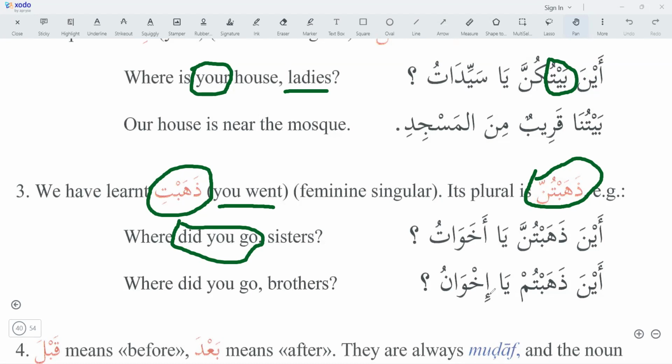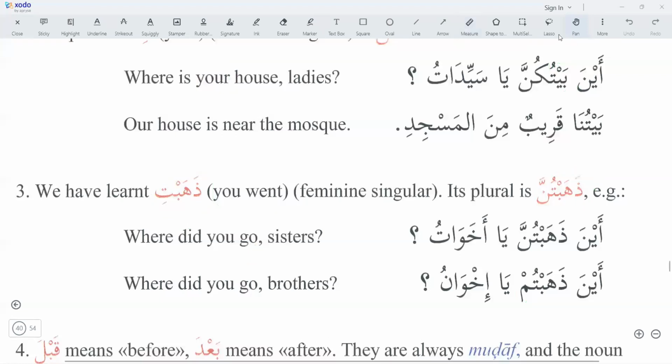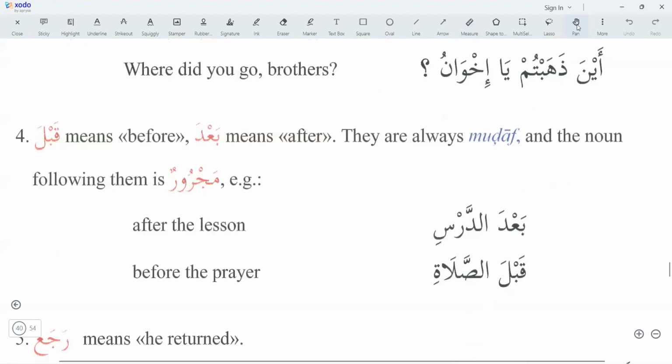Aina zahabtum ya ikhwanu? For brothers, masculine plural, we use zahabtum. And for feminine plural, we use zahabtunna. Aina zahabtunna ya akhawatu? Where did you go, sisters? Aina zahabtum ya ikhwanu? Where did you go, brothers? For the mukhatib, feminine, plural, second person, we use zahabtunna.